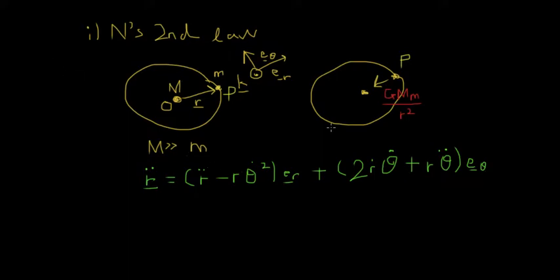What we are concerned with is the E R direction, so let's resolve forces in the E R direction. We have negative GMm over r squared, and this is equal to the mass multiplied by r double dot minus r theta dot squared.